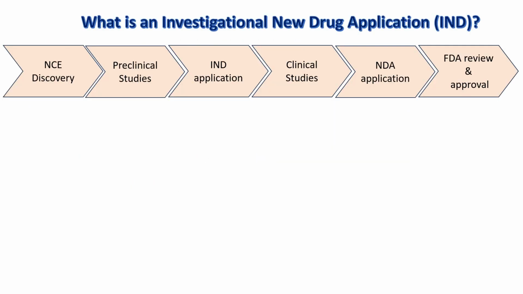So what is an investigational new drug application? Before this, let's understand the main stage gates in the drug discovery and development process. So first, it starts with the NCE discovery. NCE is the new chemical entity. This is a new chemical entity which has not been previously approved in any country by any regulatory agency. Once we have the NCE which treats a particular disease, we test that NCE molecule in the preclinical settings. Preclinical studies are nothing but the testing of the NCE molecule on animals to know its safety and efficacy. After that, the IND application is filed to the US FDA.